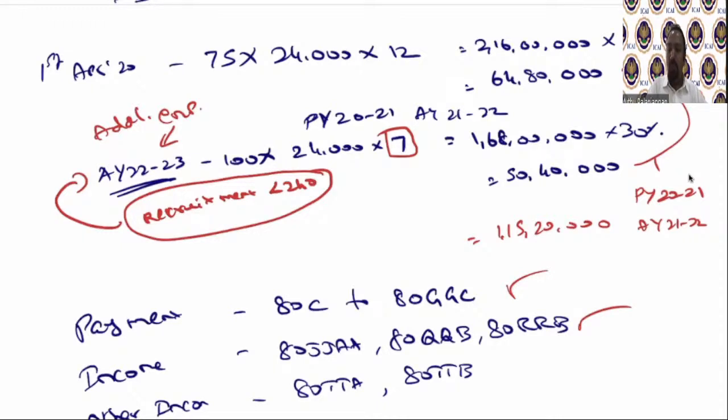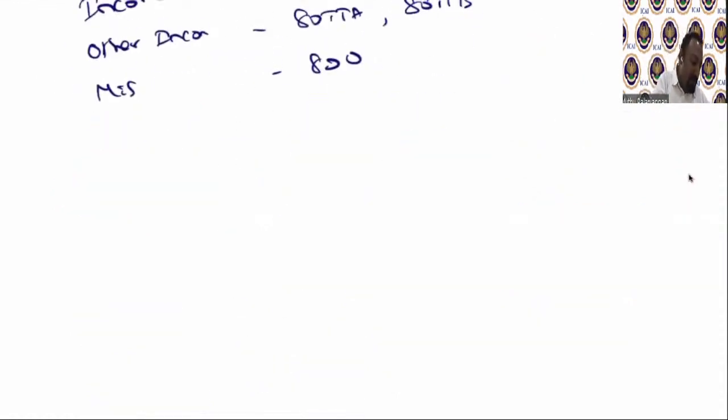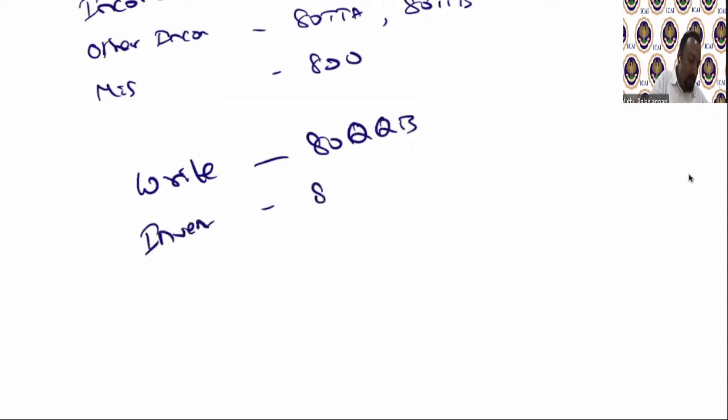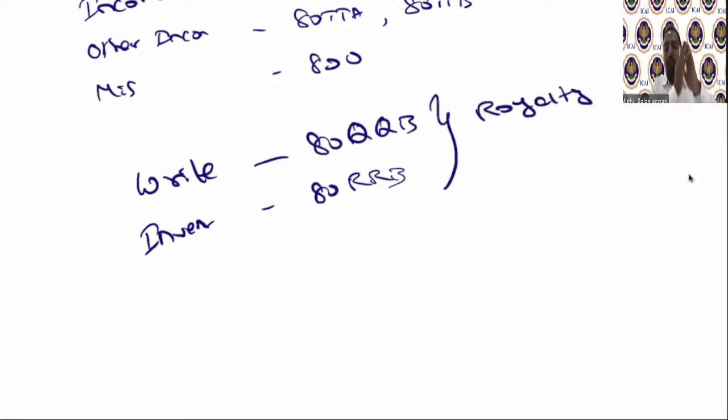Distinguish between 80QQB and 80RRB. You write a book, it is 80QQB. You invent something, it is 80RRB. Clear? 80QQB is when you write something. You get money for writing something, QQB. You invent something, 80RRB. I'll probably write it for better understanding. You write, it is 80QQB. You invent, it is 80RRB. So in both of these, you get royalty. QQB is because of writing something. RRB is because of inventing something, a new invention. So that is why you call it 80QQB and 80RRB. So any other question?